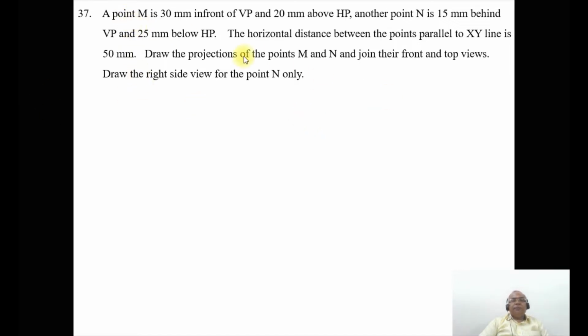A point M is 30 mm in front of VP and 20 mm above HP. Another point N is 15 mm behind VP and 20 mm below HP. The horizontal distance between the points parallel to XY line is 50 mm. Draw the projections of the points M and N and join their front and top views. Draw the right side view for point N only.